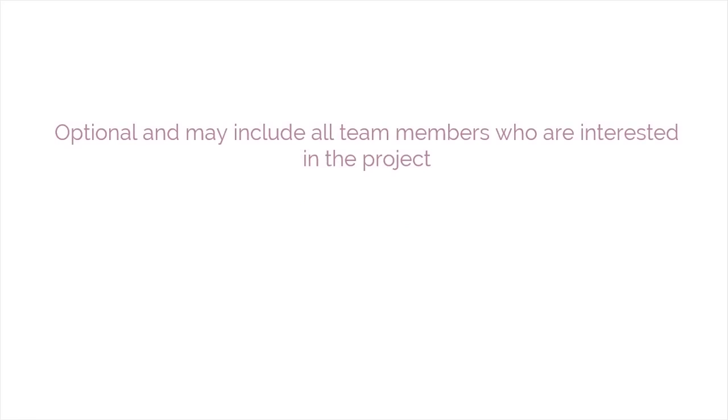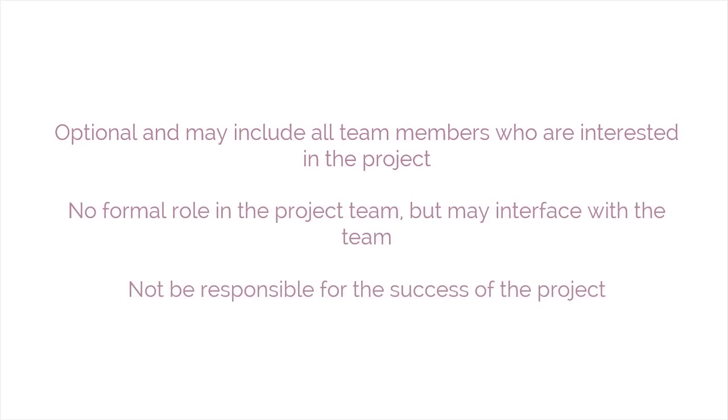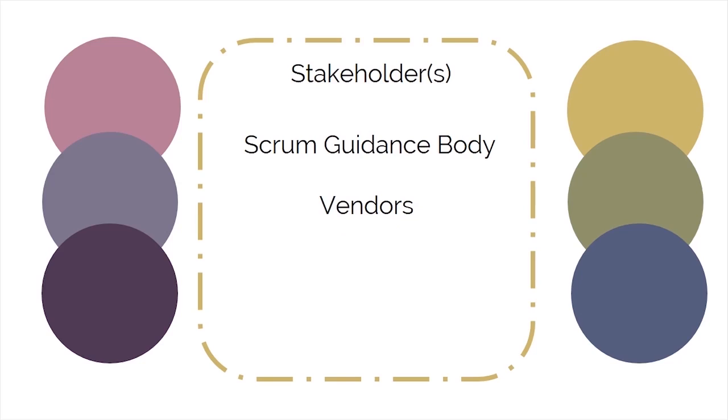The non-core roles are optional and may include all team members who are interested in the project. They have no formal role in the project team, but they may interface with the team. However, they may not be responsible for the success of the project. The non-core roles should be taken into account in any Scrum project. So, who is involved in non-core roles? Stakeholders, the Scrum guidance body, and the vendors. Let's meet these people one by one.